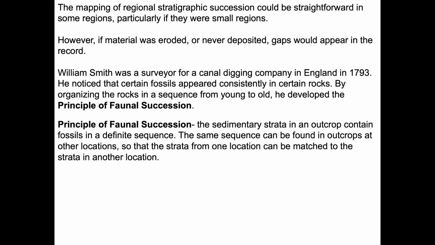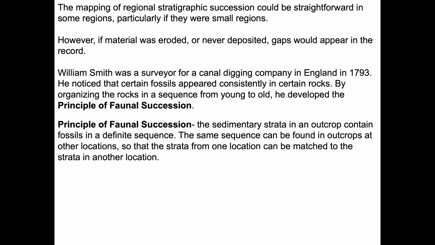The mapping of regional stratigraphic succession could be straightforward in some regions, particularly if they're small regions that are exposed to identical conditions throughout the region. We're at one end of a lake versus the other end of a lake, or one end of a marine deposit versus the other end of a marine deposit, or we're in a glacial lake, for example. However, if materials eroded or never deposited, gaps would appear in the record, or would not appear in the record, depending on how you look at it.